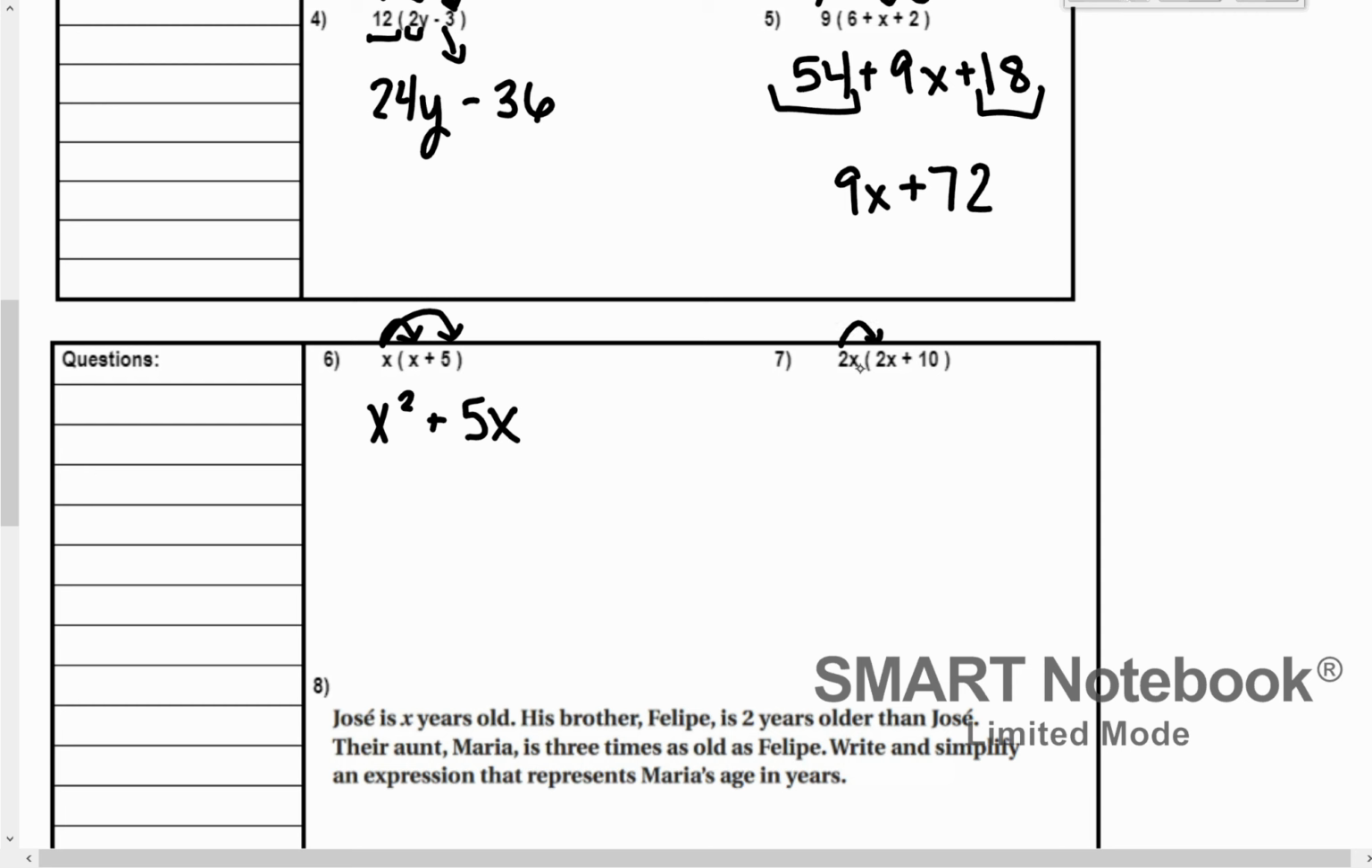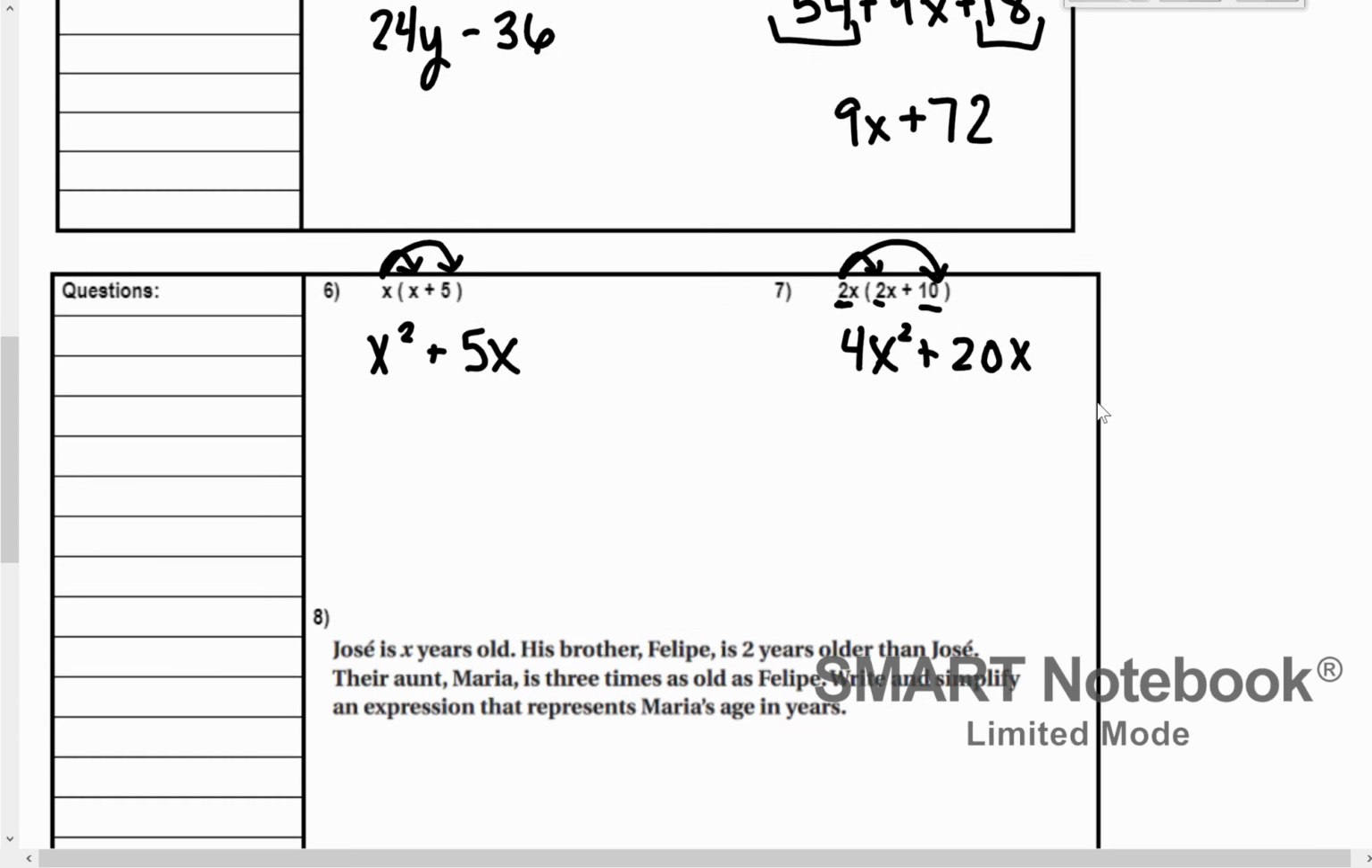2x is being distributed. So we have 2x times 2x. We can do our 2 times 2, which is 4, and then our x times x, x squared. Then we have 2x times 10. We can do our 2 times 10 is 20x. We are adding them, so we're adding them below. All right, and that is how we simplify expressions using the distributive property.